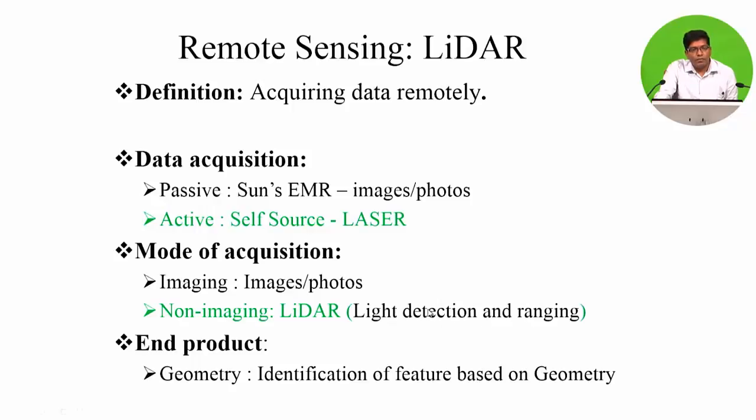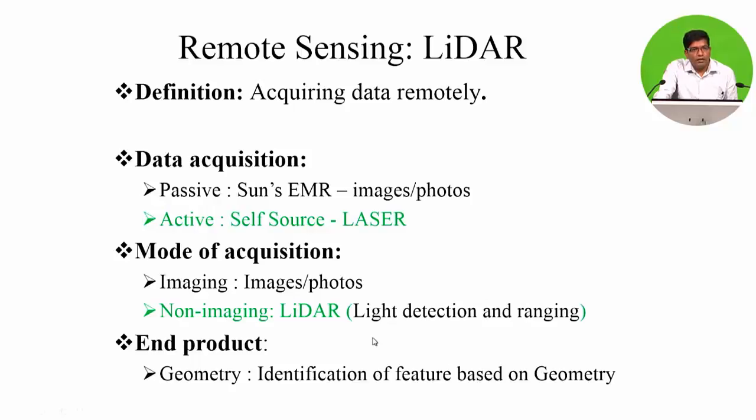Laser stands for light amplification by stimulated emission of radiation. Laser has certain properties: it is highly directional, it is highly energetic, it is monochromatic, which means that it has a single wavelength and single color, and also it is coherent. These properties of the laser make the lidar data very special, and in lidar basically these lasers will be fired onto the ground, and wherever the laser touches we get the coordinates of that particular point.